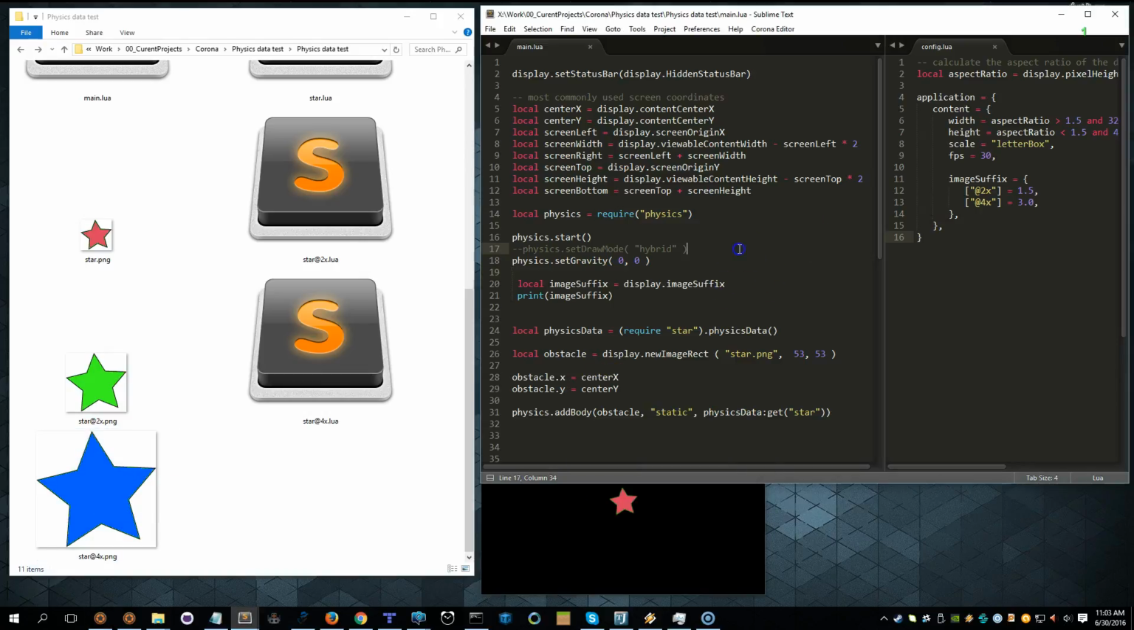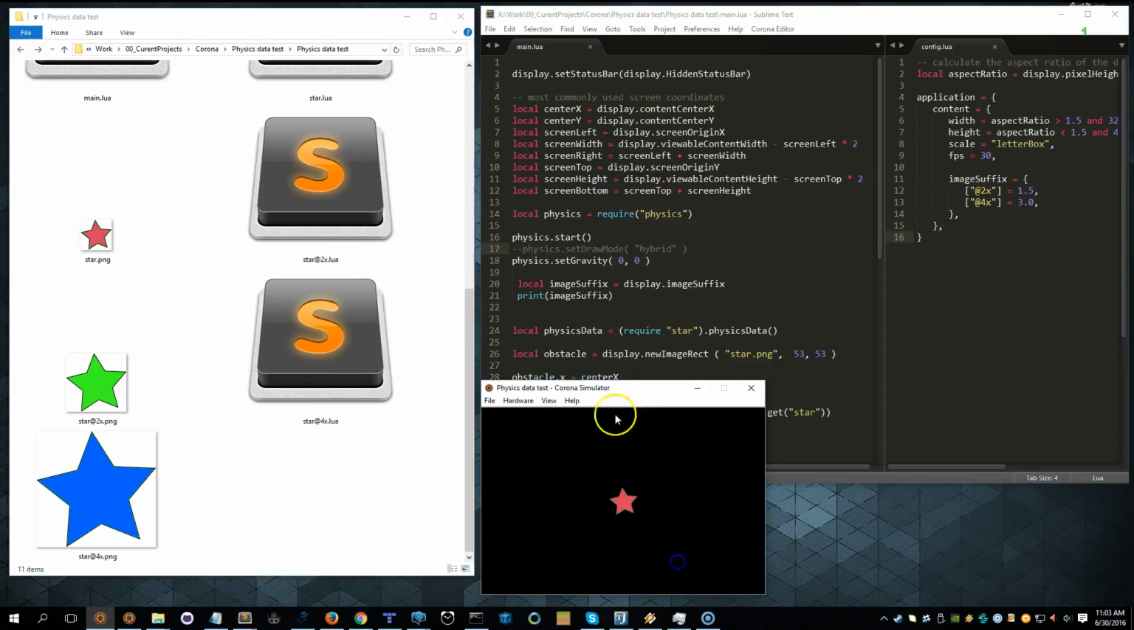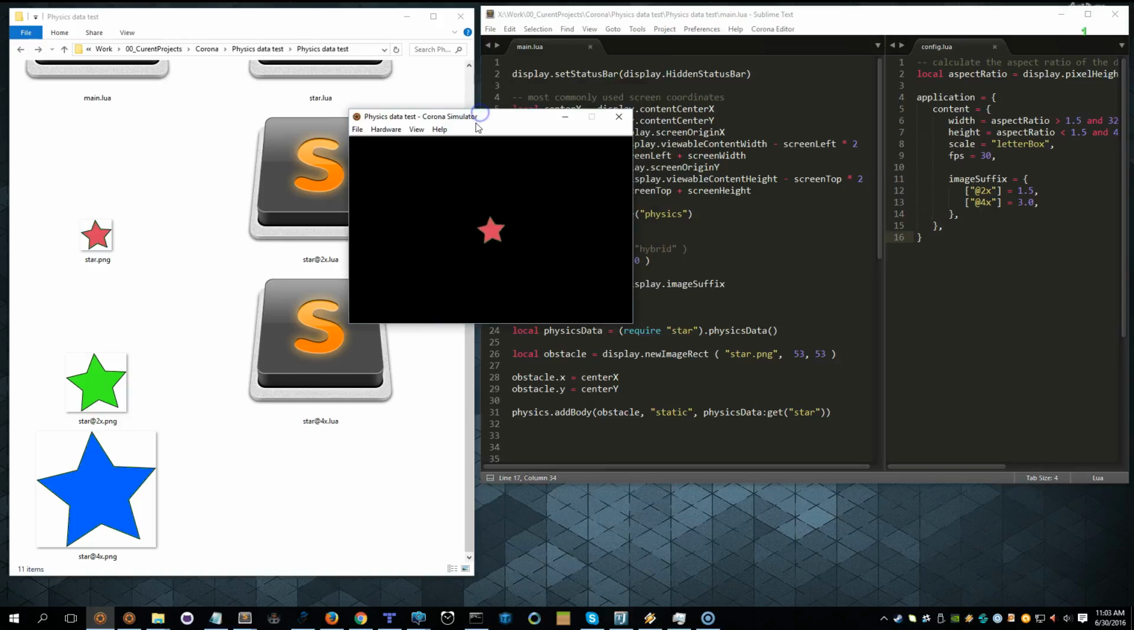Another small thing I noticed in your code was you had set draw mode to debug, and that is sort of useful, but much preferable is hybrid, so you can see both the body and the image at the same time. I'm going to start this demo with the draw mode left normal, so we just see the image. And then here's the simulator. I'm going to start in the simulator and we'll talk about devices in a second.